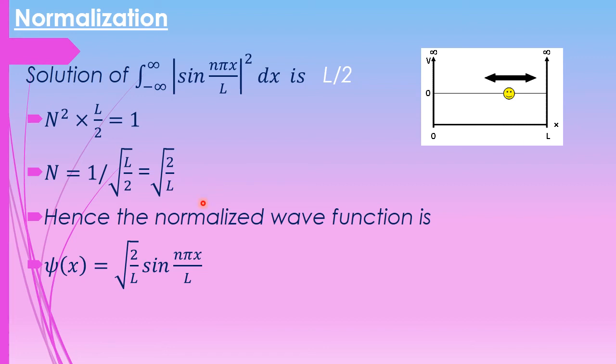So the normalized wave function is psi of x equal to root 2 by L sin(n pi x by L). That constant value is root of 2 by L. The normalized wave function gives the actual representation of the particle.